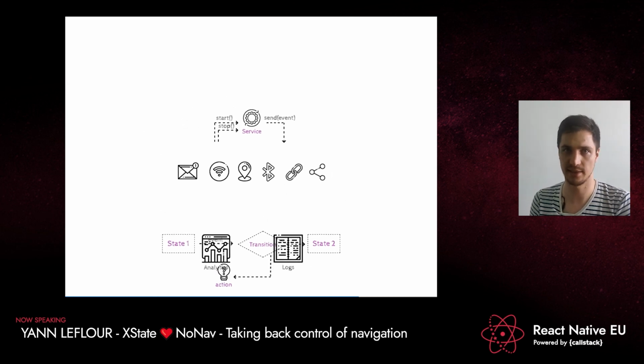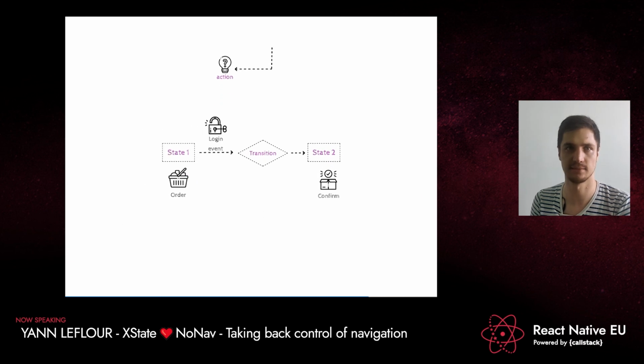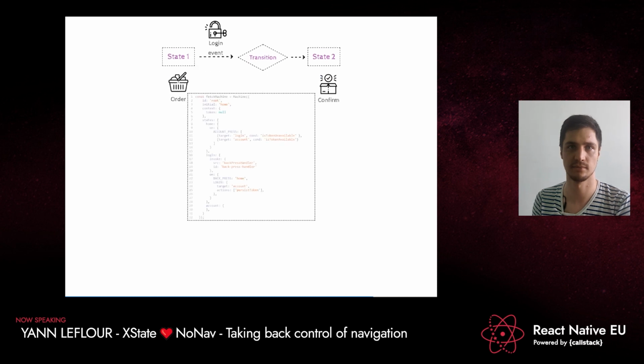Services are a native way of handling all of our phone's context, as they translate callbacks into events. And fire and forget actions are very useful to handle things such as logging or analytics. Finally, states, events, and transitions allow us to map our business logic without having to rely on nested if conditions.